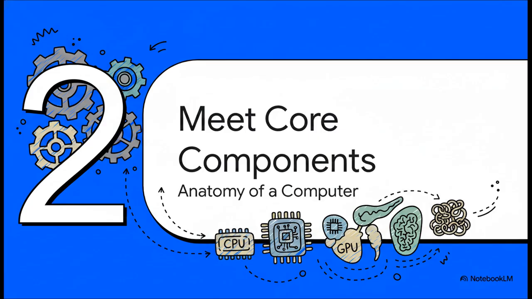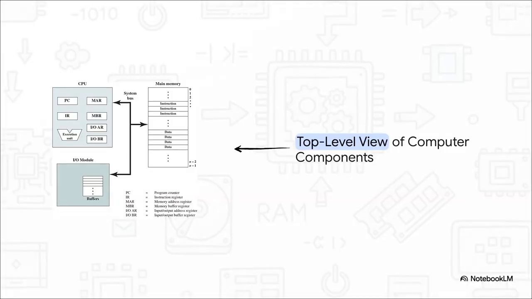All right, moving on to part 2, meet the core components, the actual anatomy of a computer. So, zooming out to a top-level view, we've got the central processing unit, or CPU. And this brilliantly illustrates how the CPU exchanges data with the main memory and the input-output modules, all communicating across what we call the system bus. Now, inside the CPU itself are specialized registers, and these are absolutely crucial to understanding how the whole system operates.